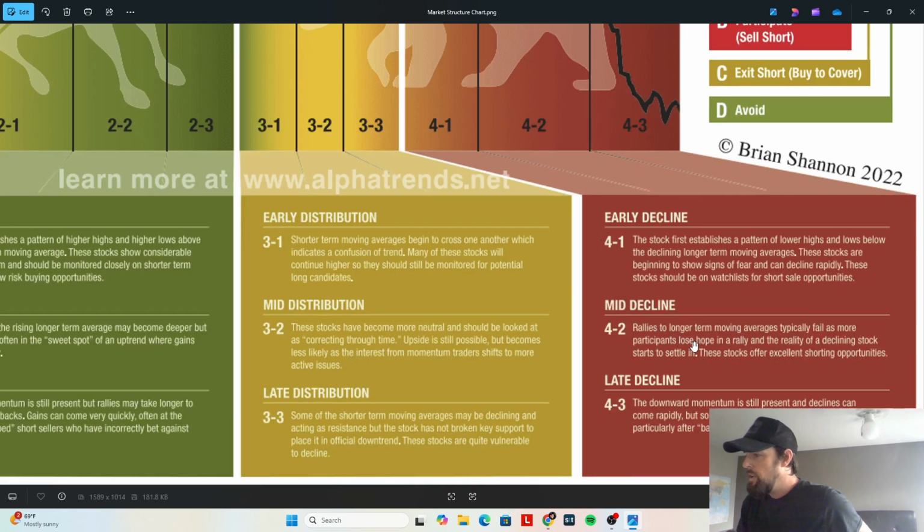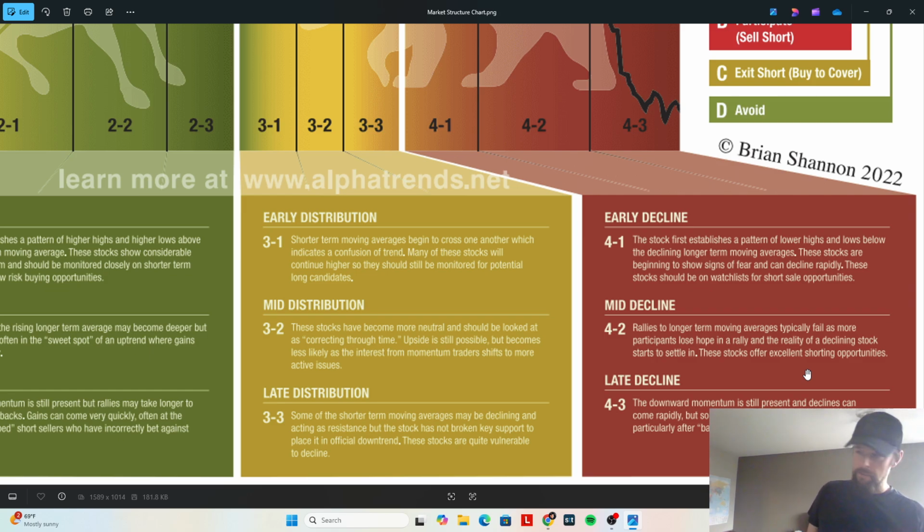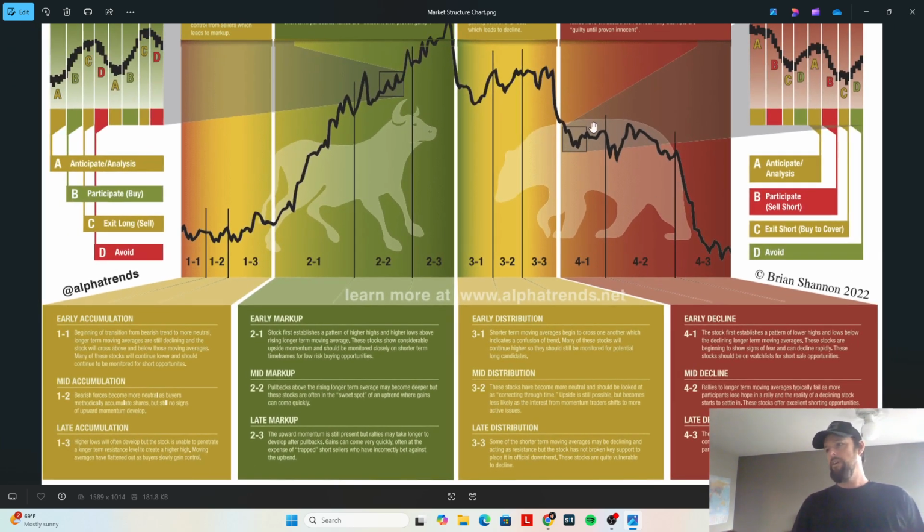Mid-decline rallies to longer-term moving averages typically fail as more participants lose hope in a rally and the reality of a declining stock starts to settle in. These stocks offer excellent shorting opportunities. Look, price is clearly going down. If there were buyers up top, they're now getting their stop losses hit. All right, and they're losing money because they're on the wrong side of the trade.